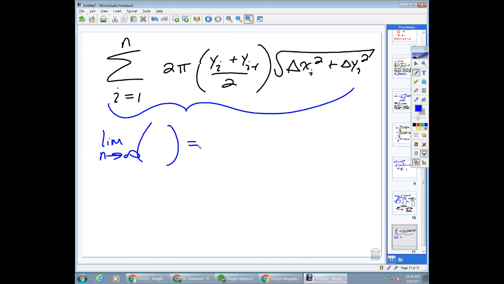So we've got that 2 pi just chilling out. The limit of a sum is an integral. The 2 pi is hanging out. These two y values essentially become the same number. They get merged on top of each other. So we're going to get a y plus y over 2.